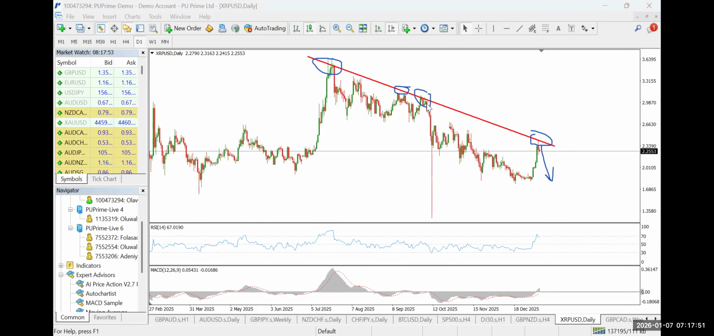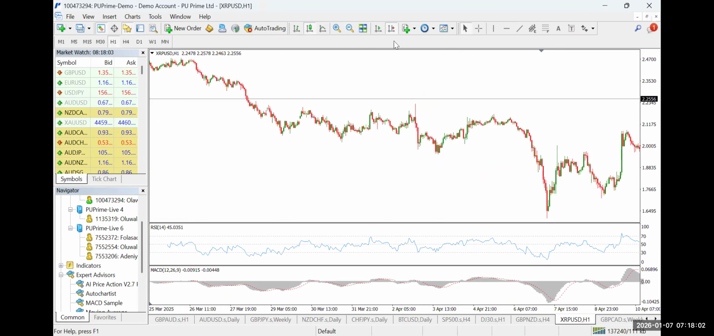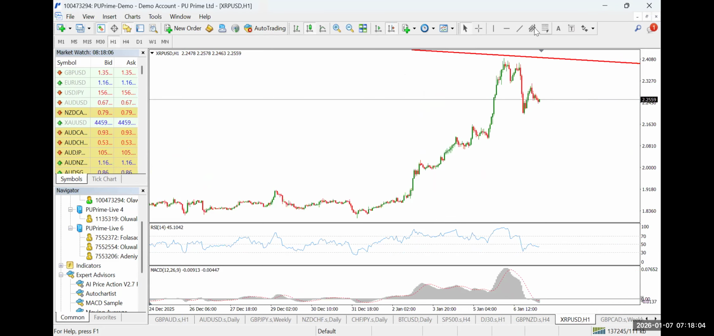You can see that the third time price touched the trend line on the daily time frame, there was a move to the downside. So we're expecting the same thing to happen here also. We can move down to the 1 hour time frame, and on the 1 hour time frame, this is what I'm expecting. You can see price seems to move in this manner.